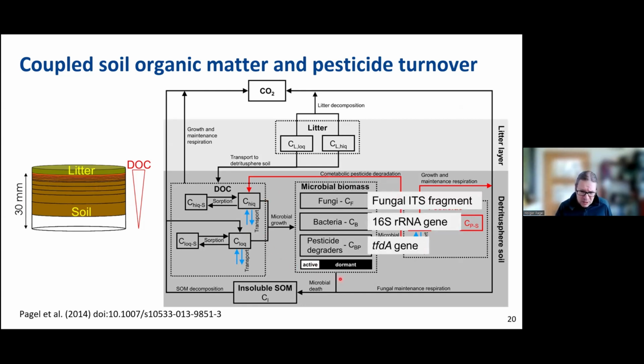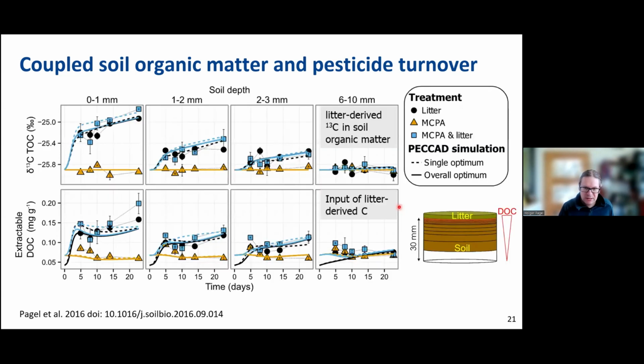The pool structure was defined in a way that we can match the model with measured data on the abundance of fungi, bacteria, and also specific degraders, and we used certain functional gene markers for that.